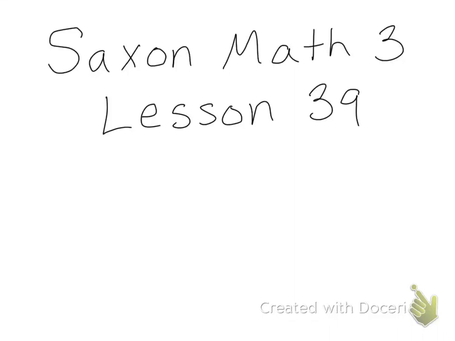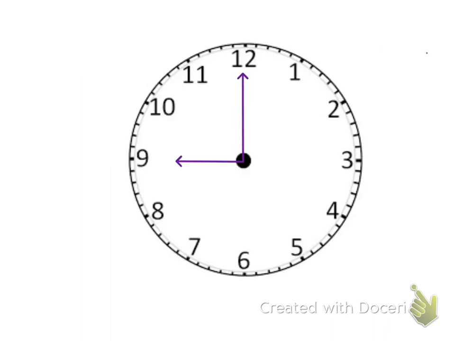Hello everyone. Today's lesson is lesson 39, telling and showing time to 5-minute intervals, identifying AM and PM, identifying the number of minutes in an hour, and the number of hours in a day. So, what time does this clock show? Since the hour hand is pointing to the 9 and the minute hand points to the 12, we know that this is showing 9 o'clock.